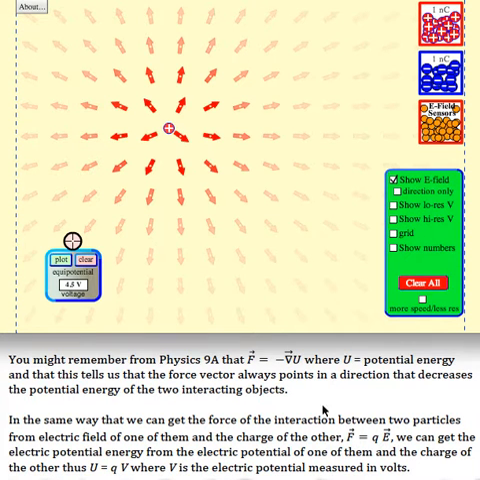And because the force is related to the potential energy, we can do the same thing with the potential energy. We can find the potential energy of two interacting objects by knowing the charge of one of them and the voltage due to the other one. V is the electric potential, and we measure it in volts. Sometimes you just call it the voltage.